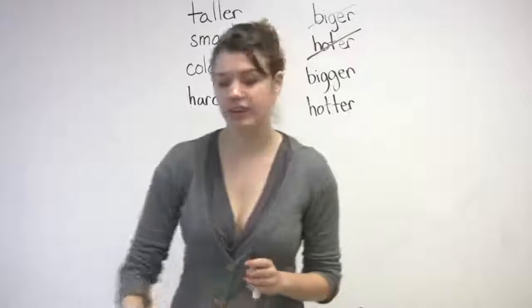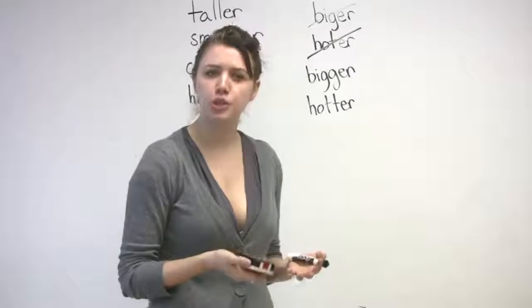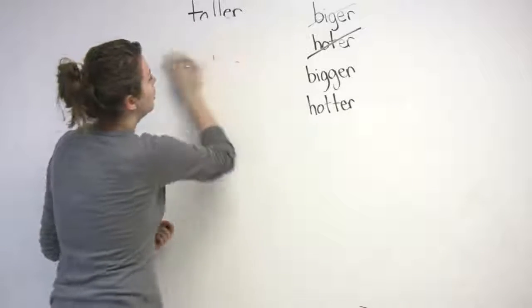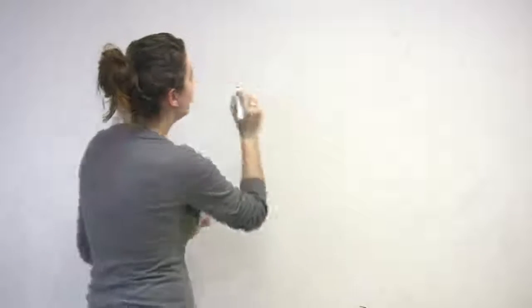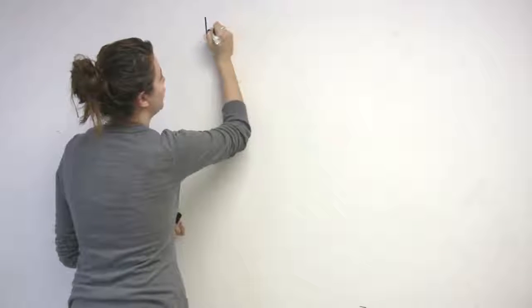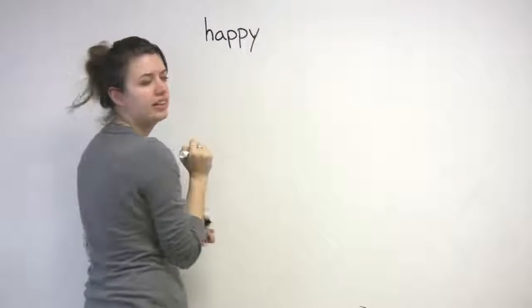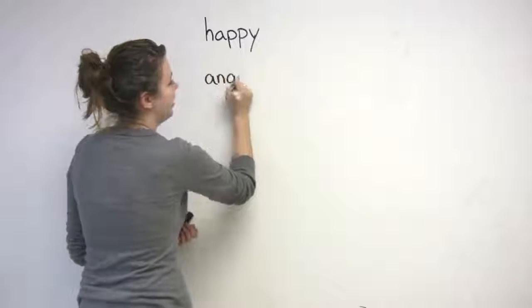Okay, so we've talked about adjectives that are one syllable. Now what about two-syllable adjectives? How do we make them comparative? Well, if it's an adjective that ends with a Y, it has its own special rule. So for example, let's use the adjective happy and angry.